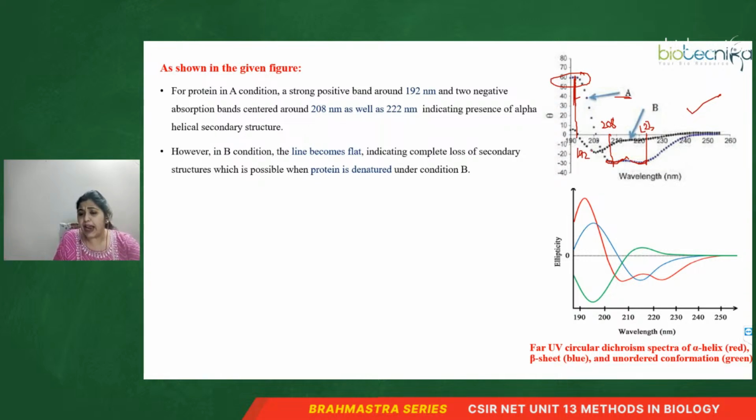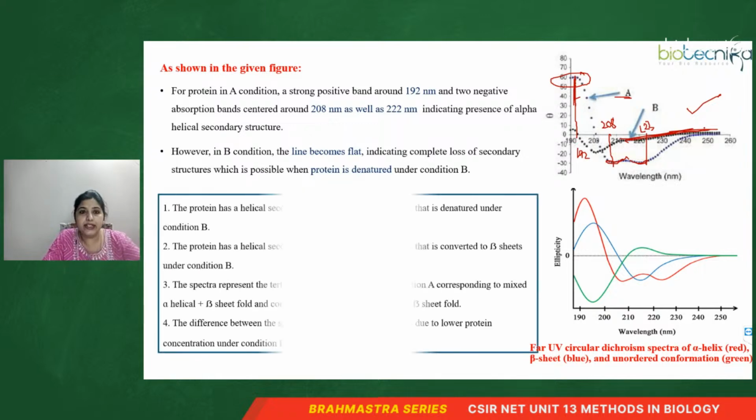Now, if we see the black dotted line, you can see it becomes flat over here, right? So it means that the secondary structure of the protein is denatured, because as I told you, far UV region only detects the secondary structure, near UV detects the tertiary structure. So if you are getting a band in one condition and when you change the condition you're getting a flat line, it indicates protein is denatured.